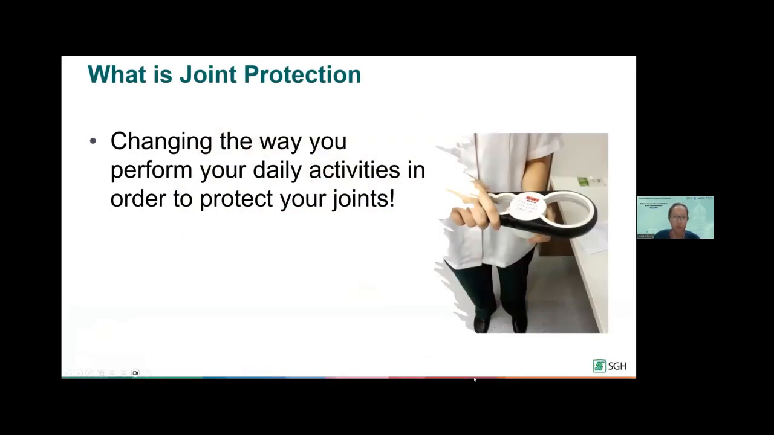So what is joint protection? A lot of times I have patients coming to ask me, I have joint pain. Does it mean I have to stop everything and not do anything? Will that make the pain actually better? So the answer is actually no. Joint protection is not about having to stop whatever we are doing and not do anything at all, but rather it is about changing the way we perform our daily activities so that we can protect our joints a bit better and we can offload certain joints and use bigger joints to protect the weaker joints.